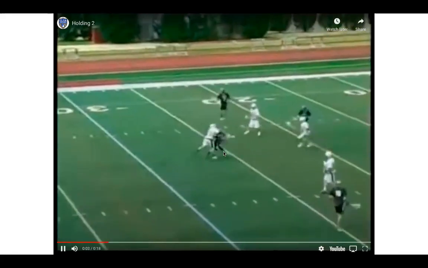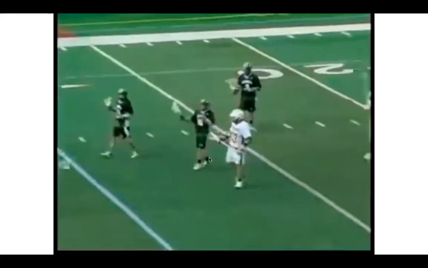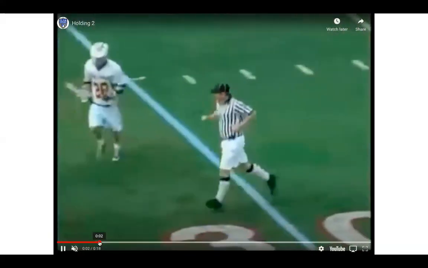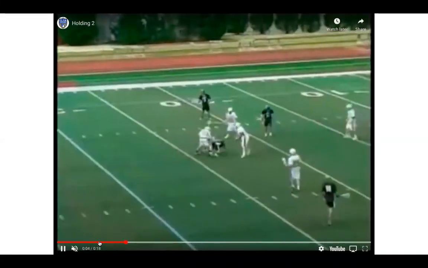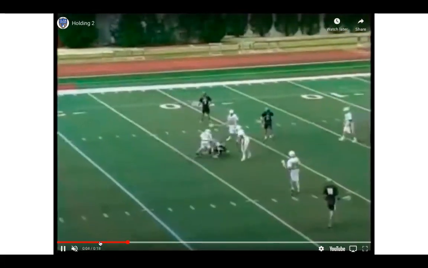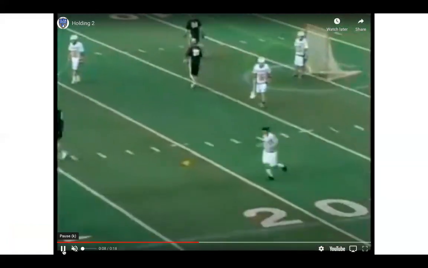In this scenario, we have a more violent version of that. I know it's fuzzy, but the player reaches around him and the official correctly adjudicates this as a hold. Let's watch it one more time. Watch it again. I know it's far away, but I am going to pause it right here.